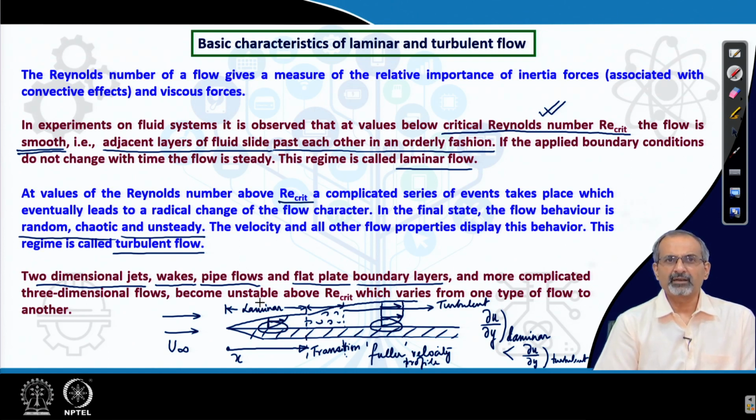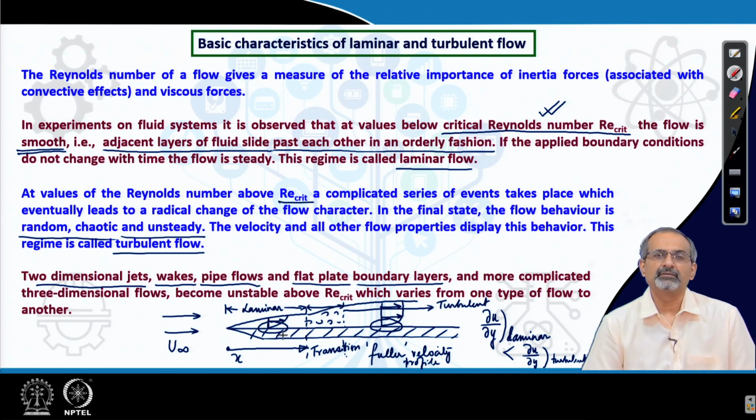And in these different kinds of flows, the Re critical, that means where the changeover starts happening between laminar and turbulent flow, can occur at different Reynolds numbers.